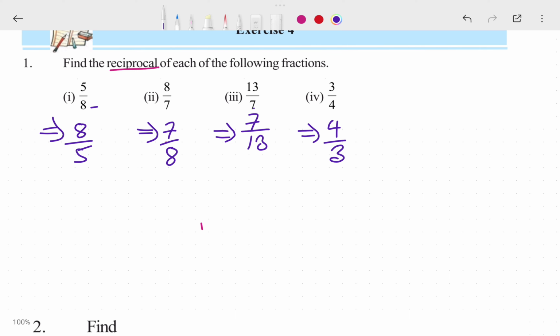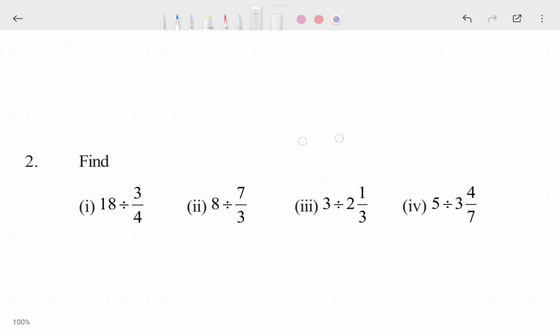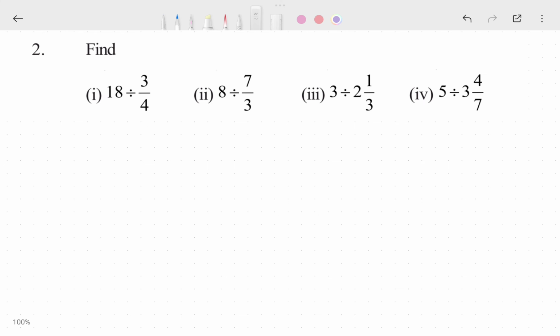I hope you understand why they are teaching you reciprocal: because when you do division, it is very helpful. That's why they are teaching reciprocal. Now let's see here, where you will get the uses of reciprocal. This is a division. Here we are going to solve division of fractions. In the previous video we saw multiplication. Right now we are going to discuss division.